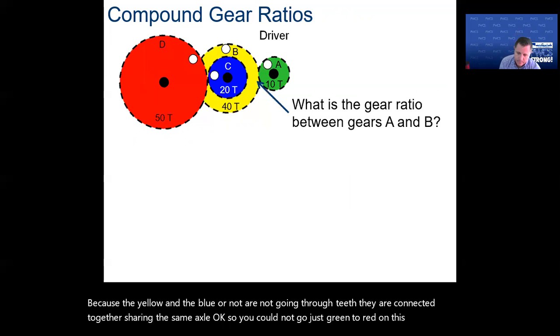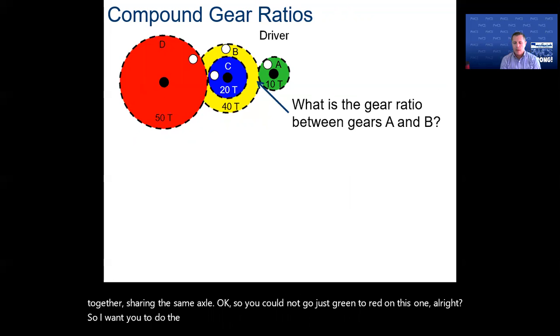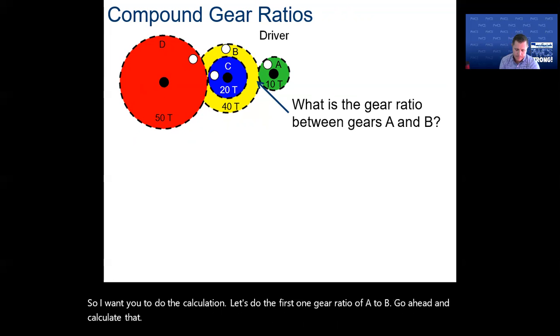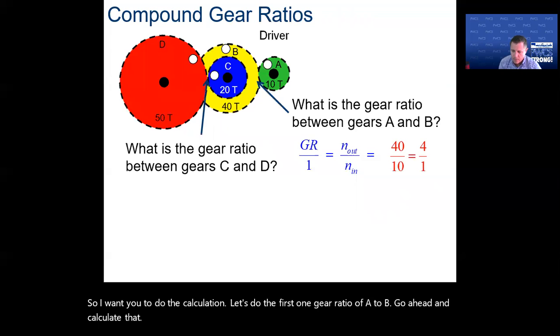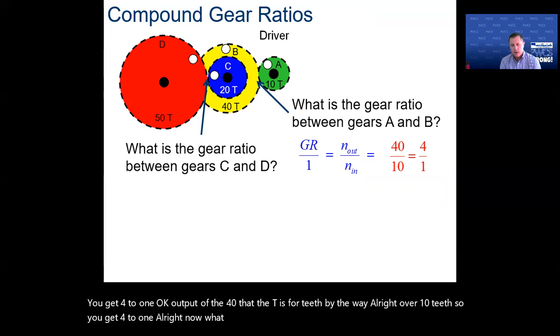I want you to do the calculation. Let's do the first one: gear ratio of A to B. Go ahead and calculate that. You get 4 to 1. Output of the 40, the T is for teeth, by the way, over 10 teeth. So you get 4 to 1. Now, what about C to D? Our gear ratio there, output over input. Go ahead and calculate that.